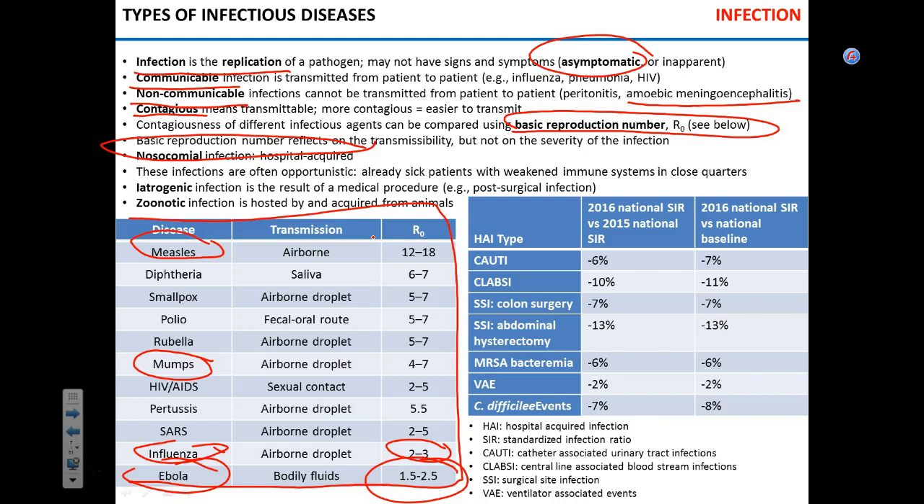Nosocomial infection, hospital-acquired infection. These infections are often opportunistic, like Serratia marcescens.